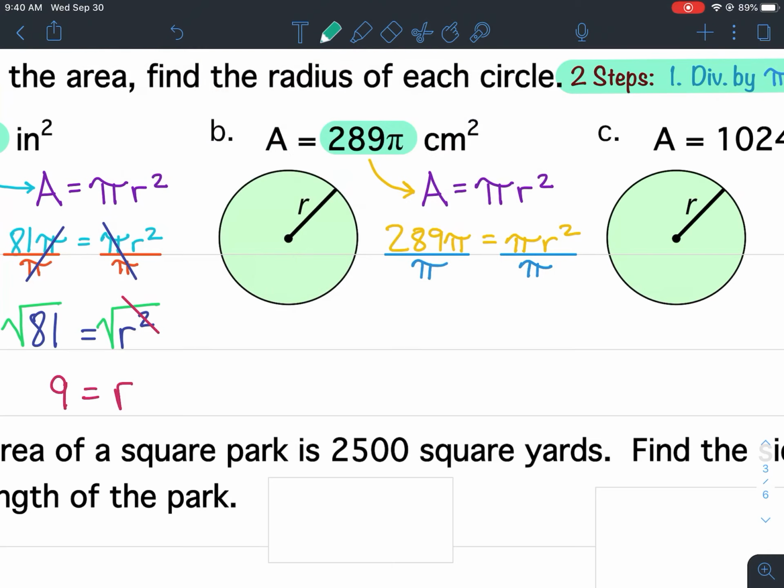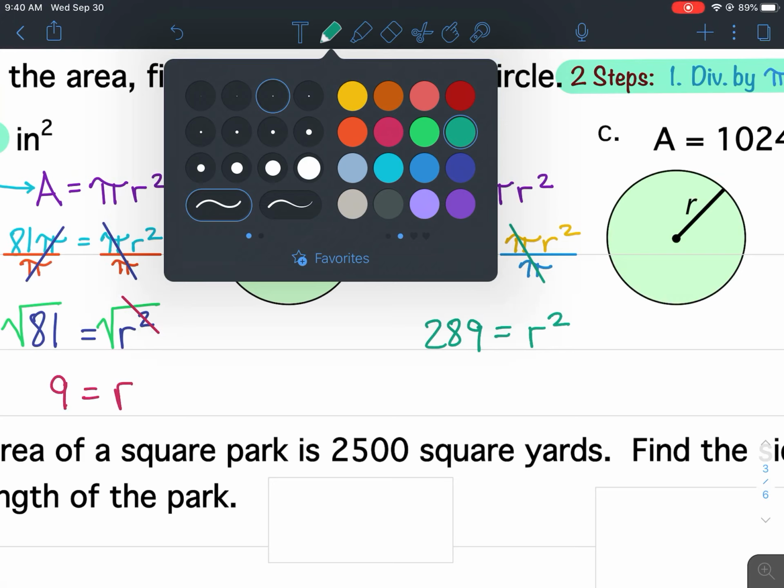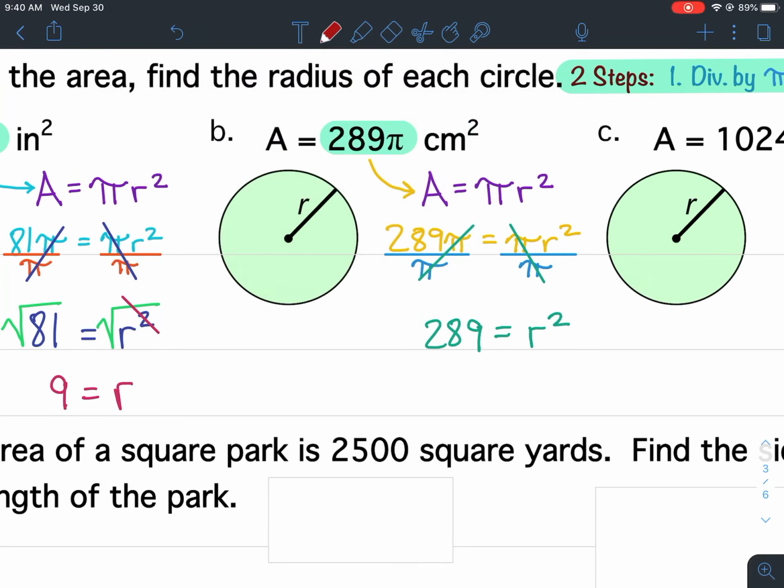Dividing by pi allows me to cancel the pi's on this side and the pi's on that side. So the only thing left on the left side is 289. The only thing left on the right side is r squared. Now, I still need to isolate the r. I need to get the r by itself. So the inverse operation is the square root. So I'm going to take the square root of both sides. So the r and the r squared will cancel.